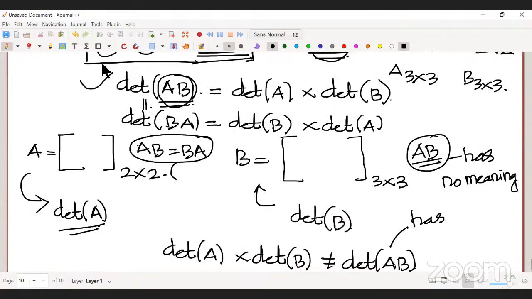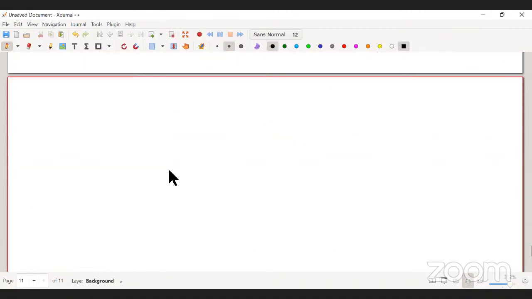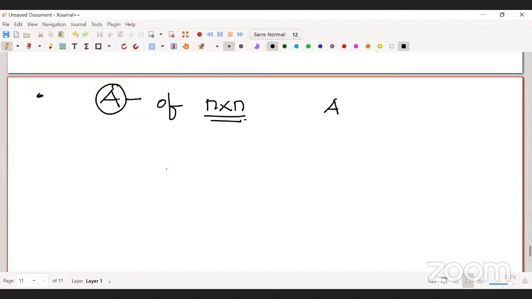So one of the consequences of this result is the following. Suppose you have a matrix A. Since I have not yet discussed the inverse, the inverse matrix is basically defined as follows. Suppose you have a matrix A of order n cross n. Then A inverse is a matrix such that it satisfies this condition.